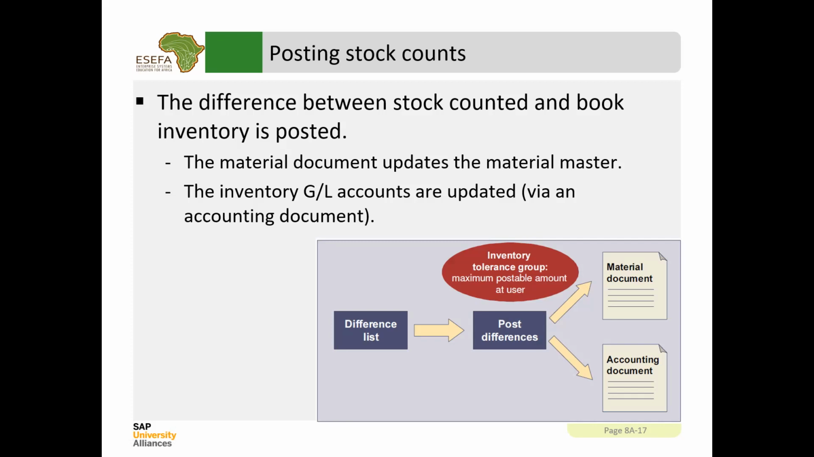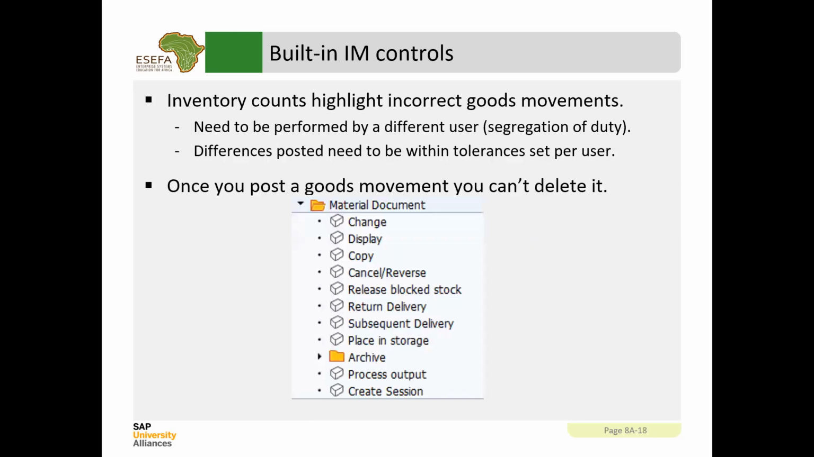So material documents are created. Material accounting documents also are created. Built-in inventory management controls. Inventory counts highlight correct goods movement. You can easily see that. We have received 100. We had 200. So 100 plus 200 must give us 300. We are seeing that the difference of 5. So inventory count will highlight incorrect goods movement.